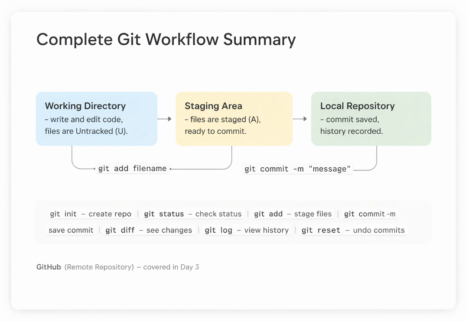The key commands to remember are git init to create a repository, git status to check what's happening, git add to stage files, git commit to save them, git diff to see what changed, git log to view your commit history, and git revert to safely undo changes. The remote repository on GitHub, where you push your code to the internet, that's coming up in day 3.